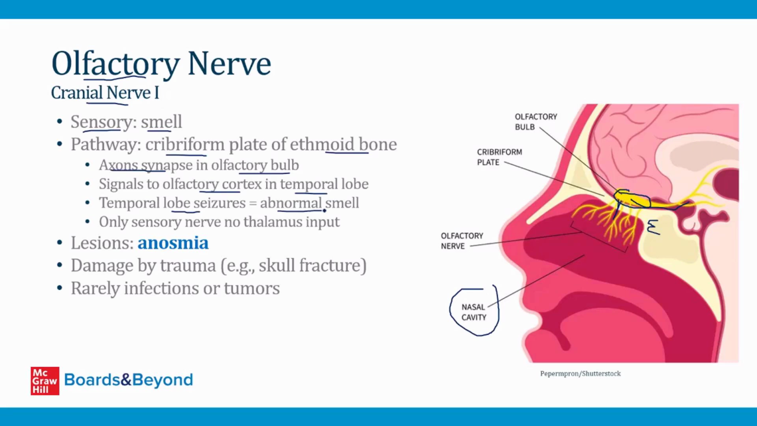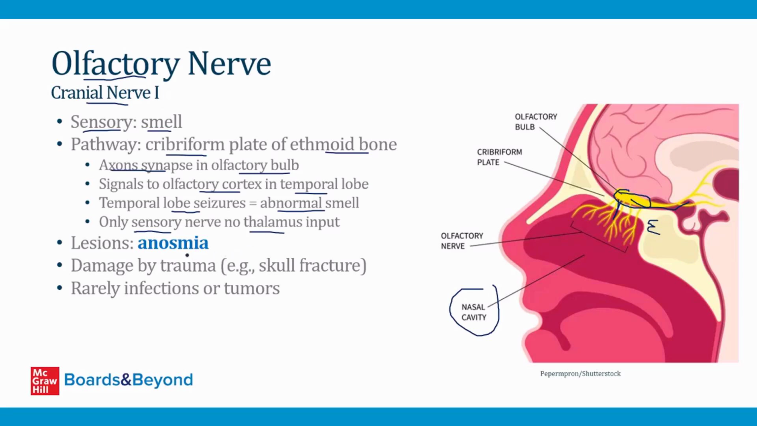You also should be aware that cranial nerve number 1, the olfactory nerve, is sort of famous in that it's the only sensory cranial nerve that does not send input to the thalamus. All the other cranial nerves that carry out sensory roles send their signals to the thalamus, and from there it's relayed to the cortex. That is not true for the olfactory nerve.